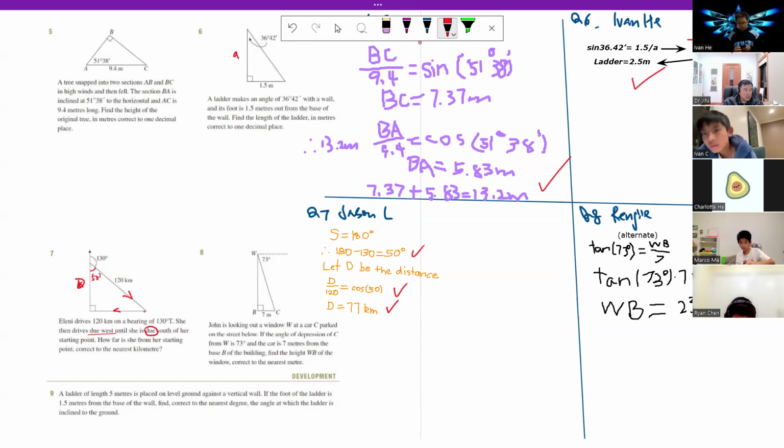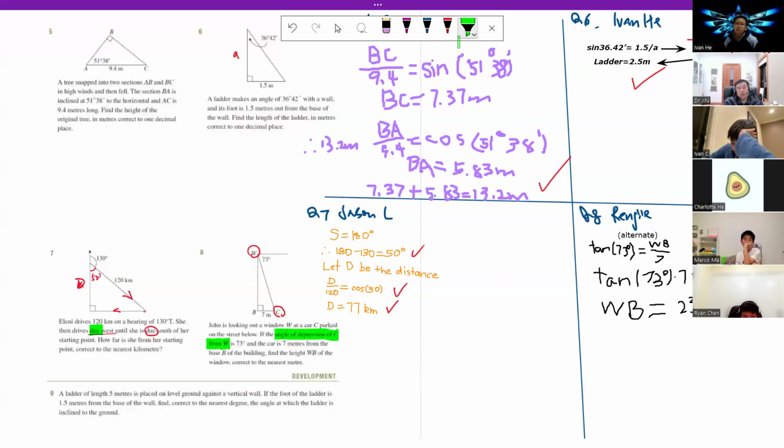All right, Renjie, the last one. Jason's looking out a window at a car. So the car is here, the window is there, and the car is parked on the street below. If the angle of depression of the car from the window... So now another word that you need to pay attention to is "from". Just remember how it's been phrased: angle of depression of C from A.